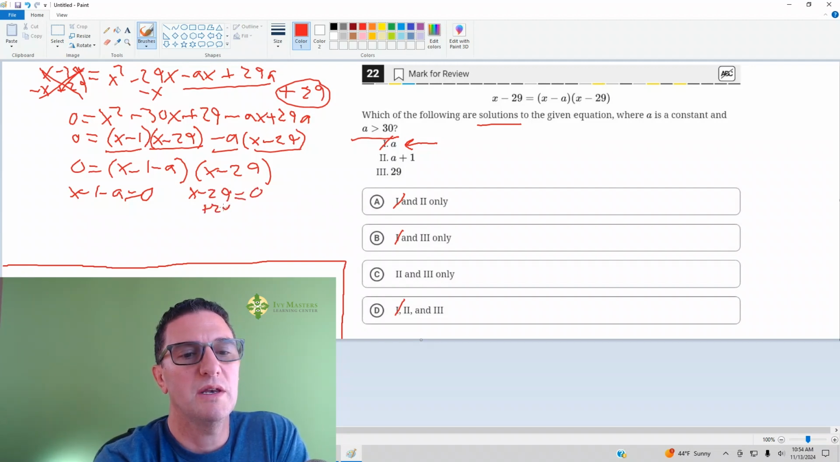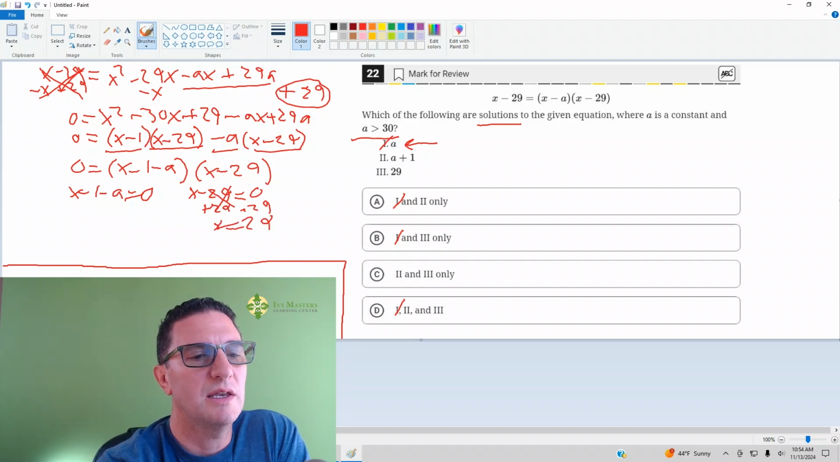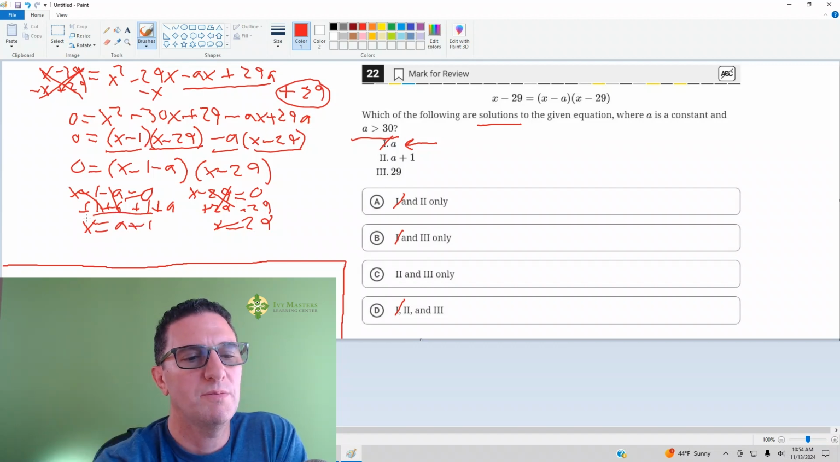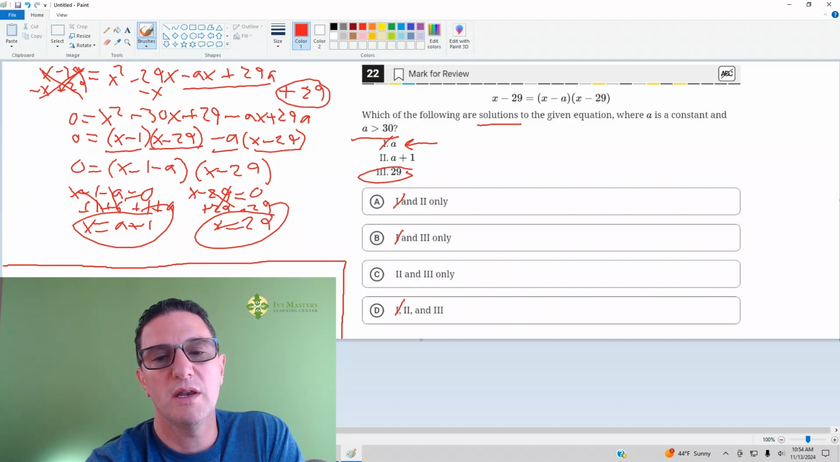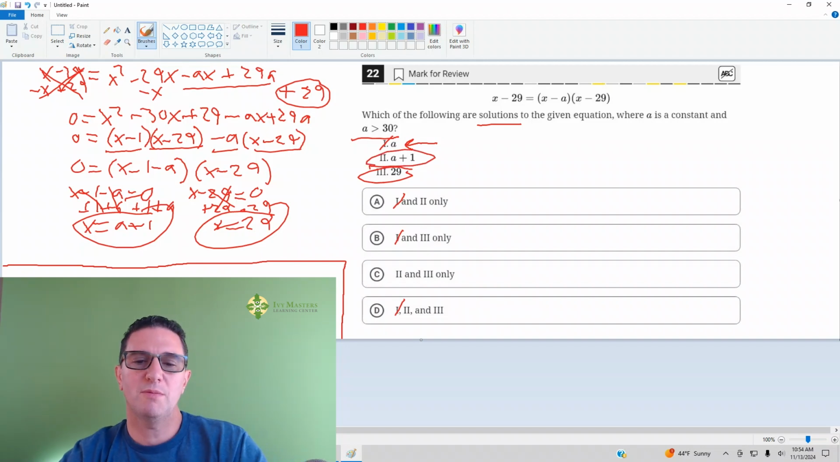Then I add 29, add 29. I get x equals 29. And then here, if I add 1 and add 1 and add a, then I get my x alone over here. X equals a plus 1. A plus 1, 1 plus a. So once again, Roman numeral 3, 29, Roman numeral 2, a plus 1.